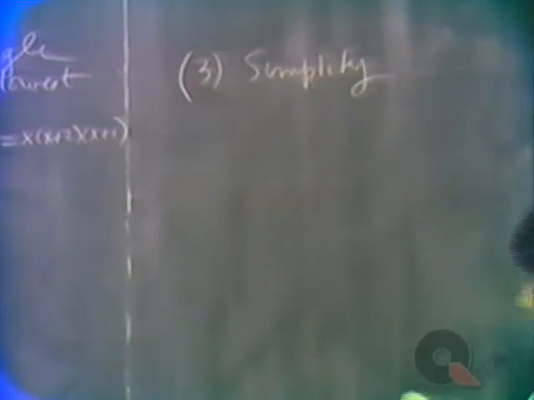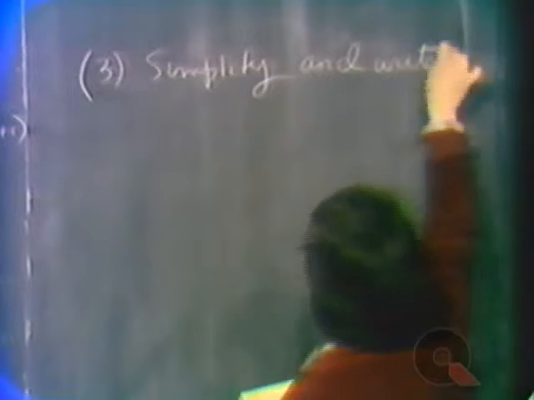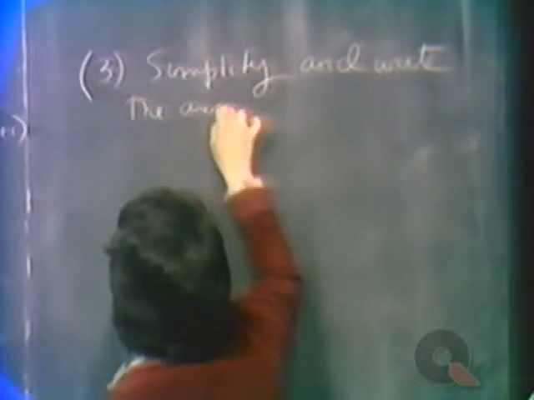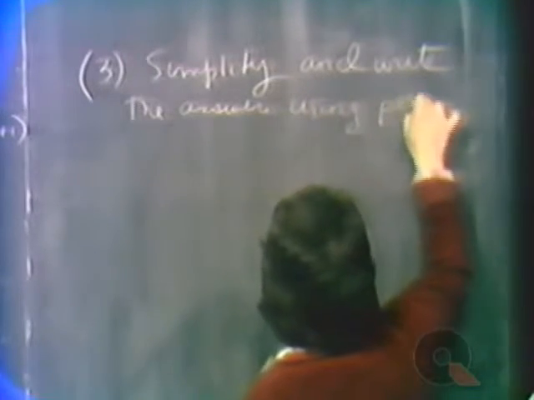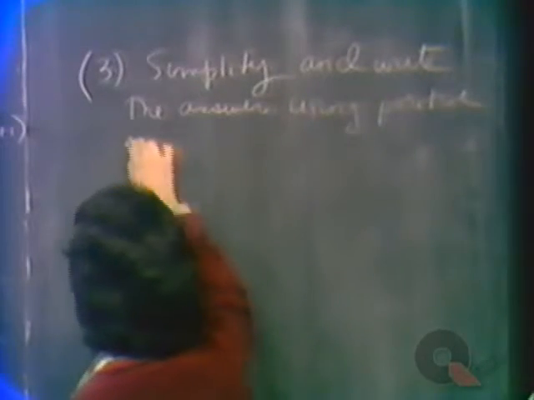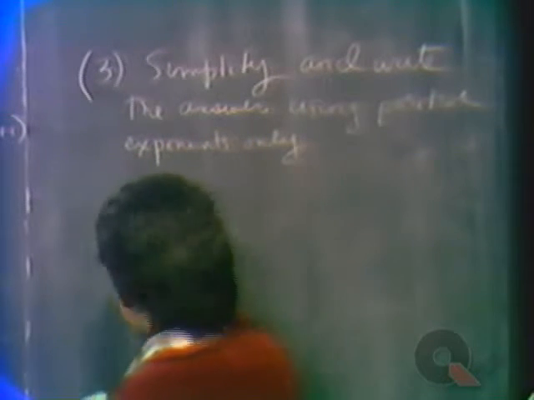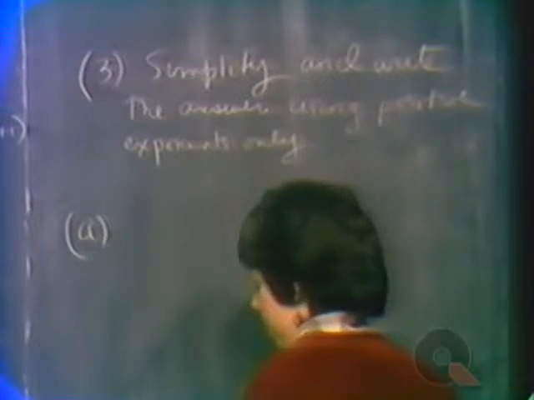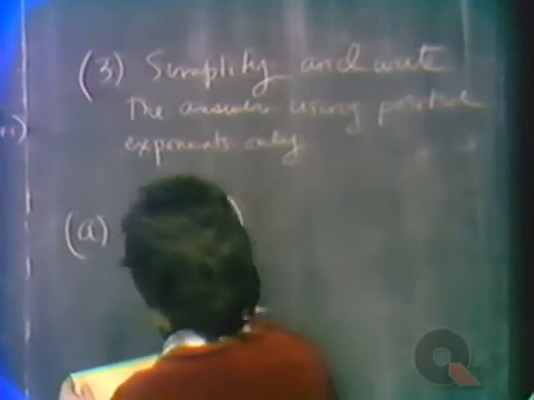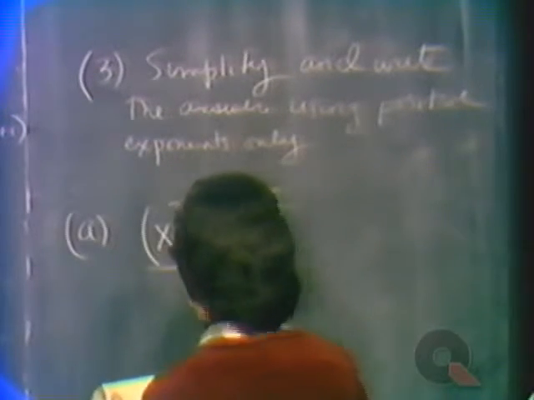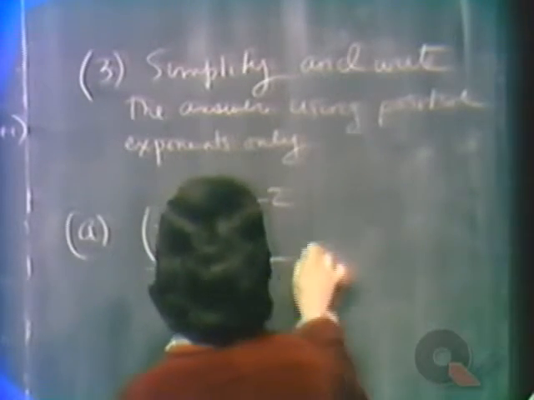In 3, we want to simplify each of the following and write the answer using positive exponents only. And in part A, we have this: x cubed y to the 7th, to the minus 2 power, over x to the 1/3 raised to the minus 9 power.